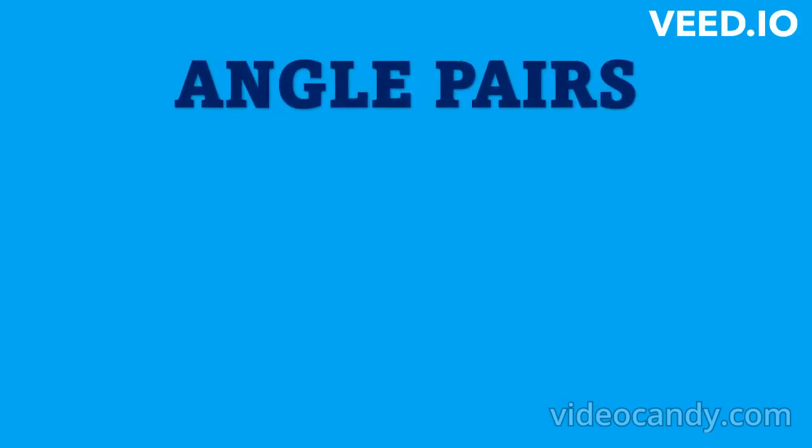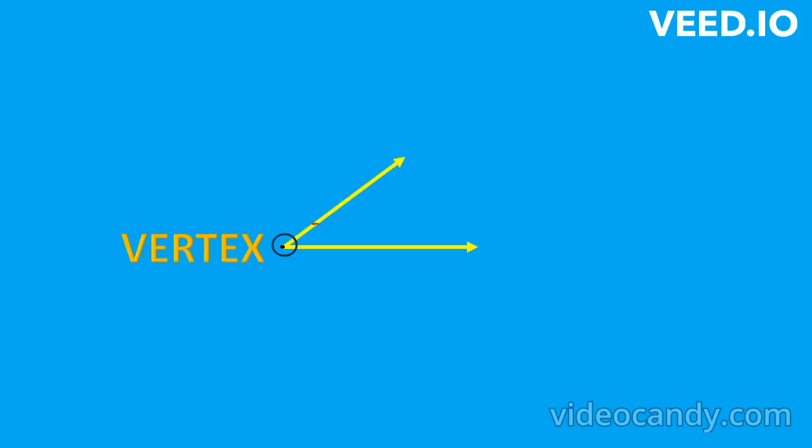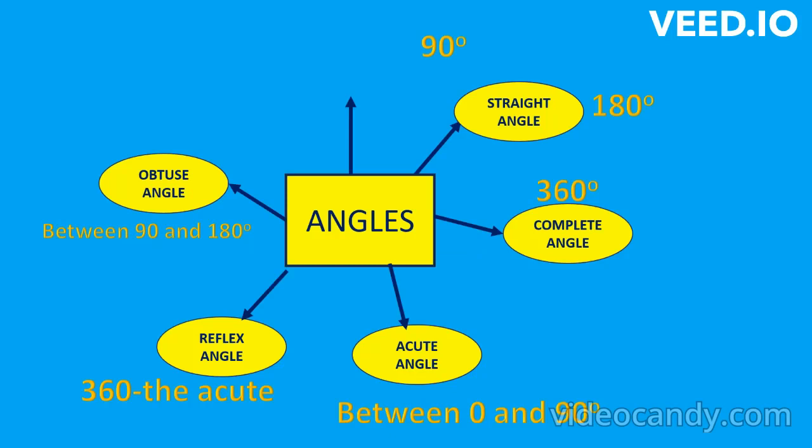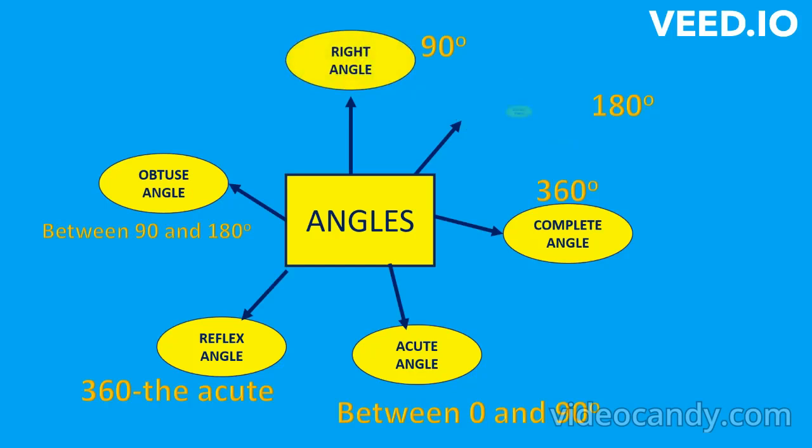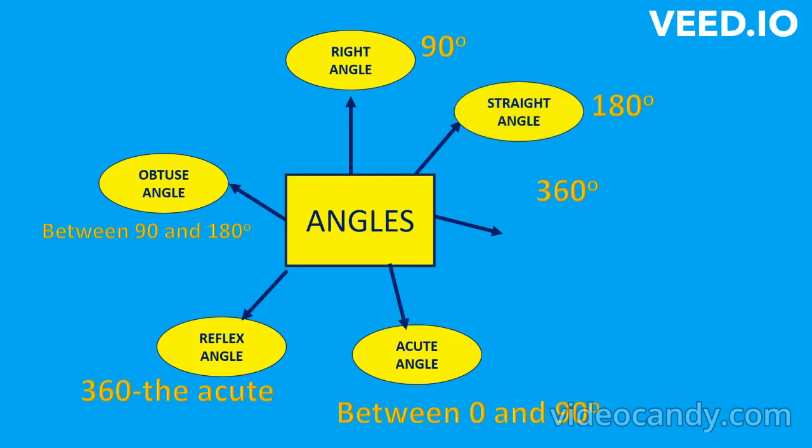Let's learn about angle pairs today. We have already learned about angles. What is an angle? An angle is formed when two lines intersect. We have learned about a right angle, which is 90 degrees, a straight angle, which is 180 degrees, a complete angle, which is 360 degrees, that is a full turn.